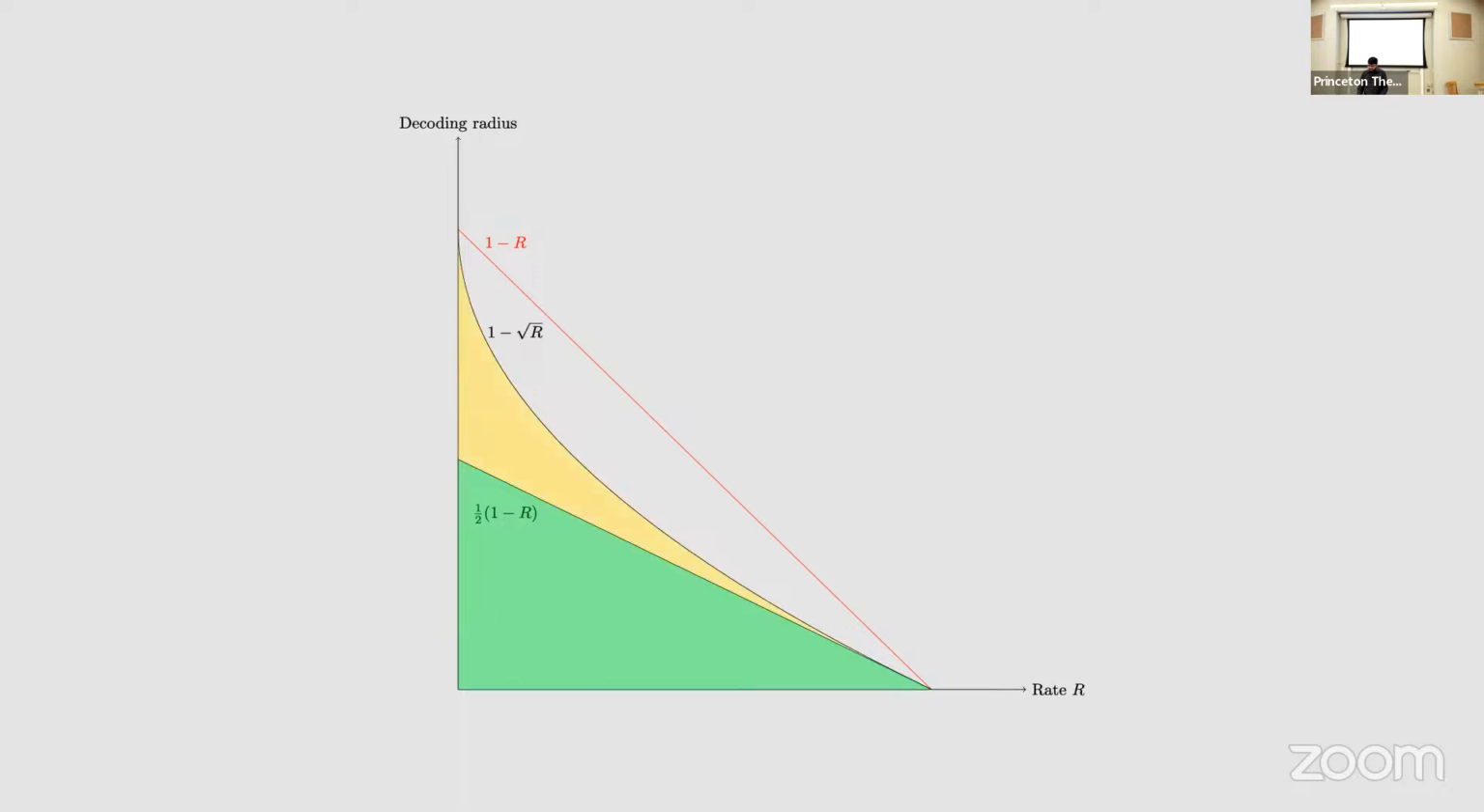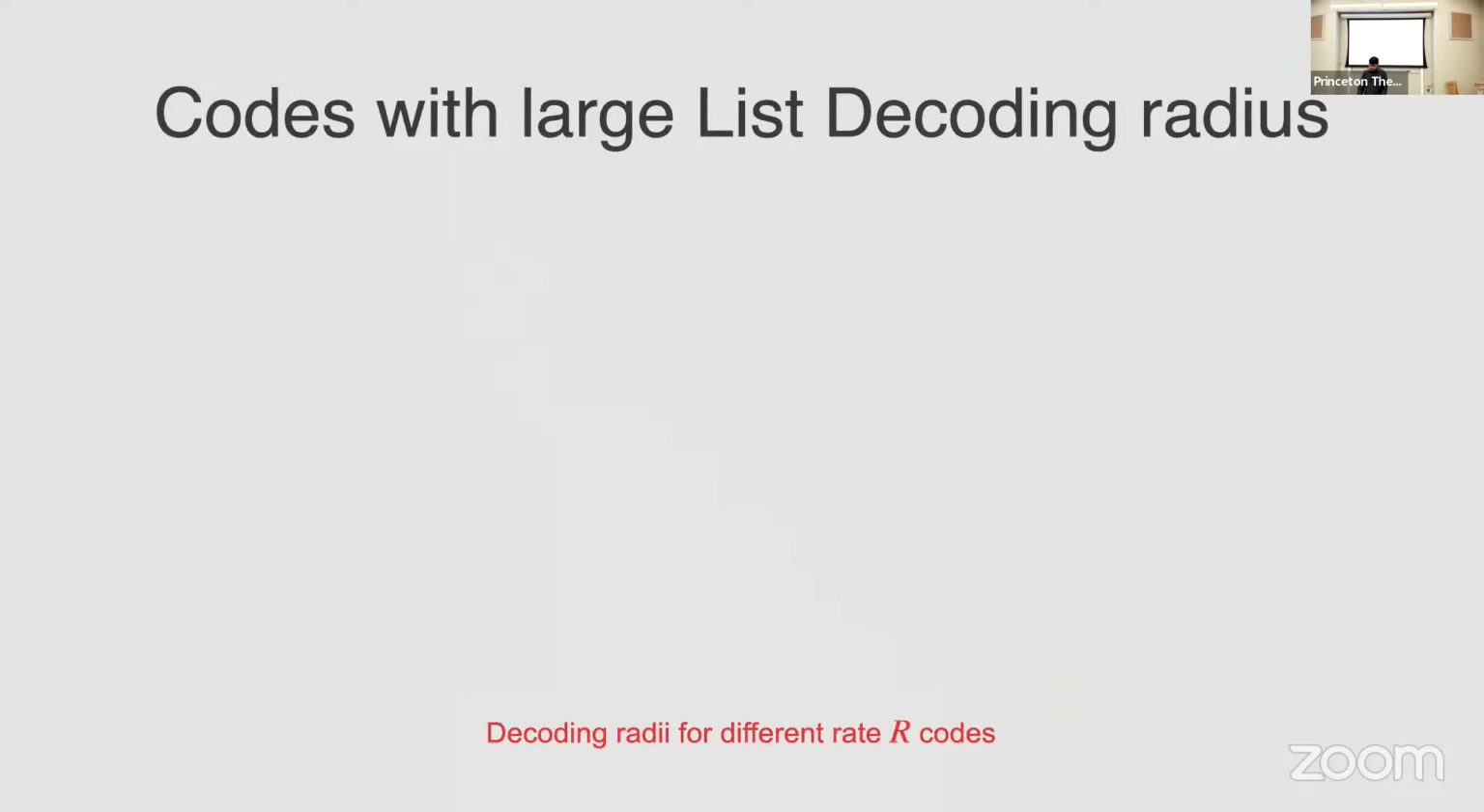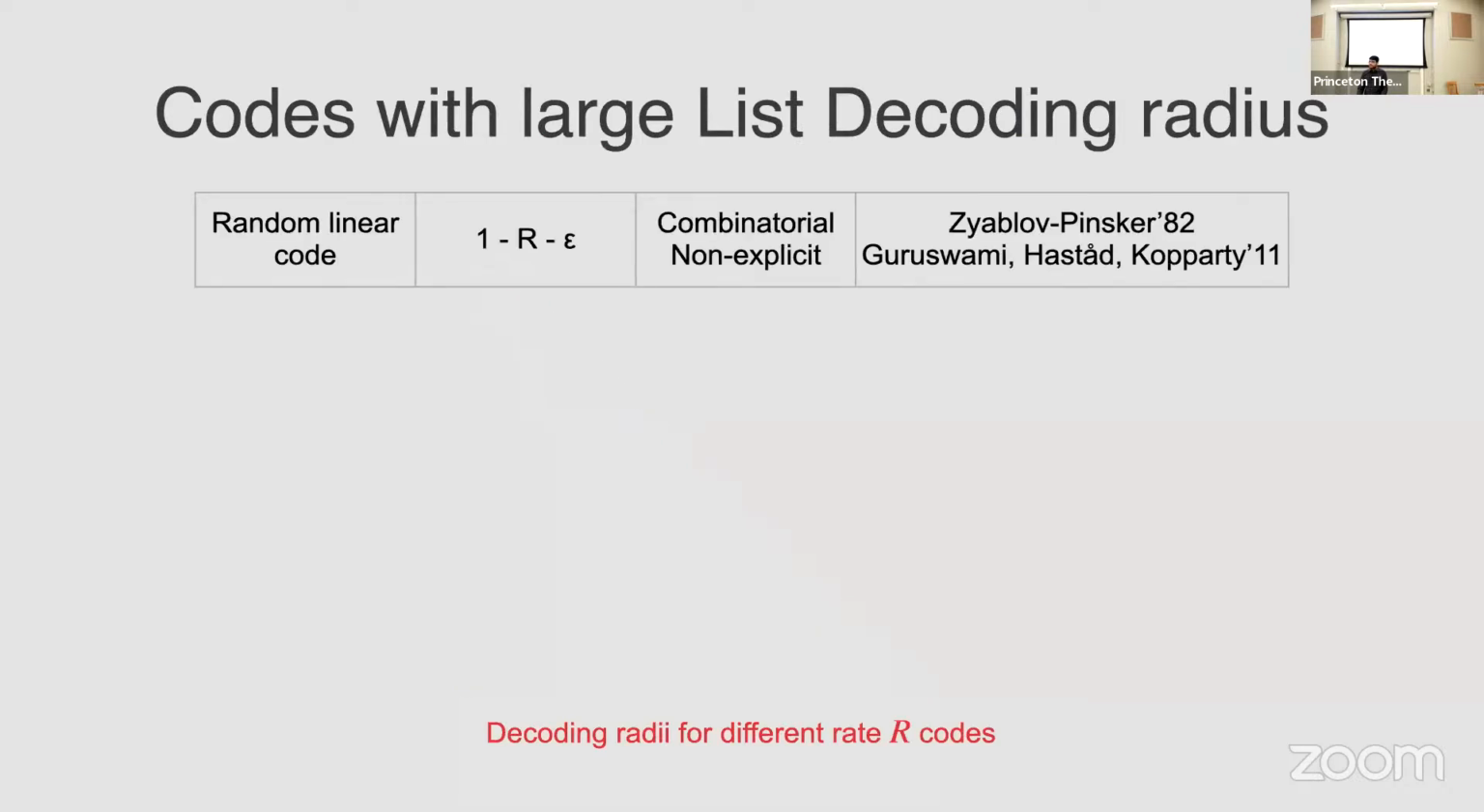But the Johnson bound says that in this area also we can correct errors. But there's still this gap between 1 minus square root r and 1 minus r. The 1 minus r threshold is called the list decoding capacity. And do there exist codes that can correct as many errors? The answer is yes. In particular, random linear codes can correct as much as, so a rate r random linear code will correct 1 minus r minus epsilon errors for any epsilon that we want.